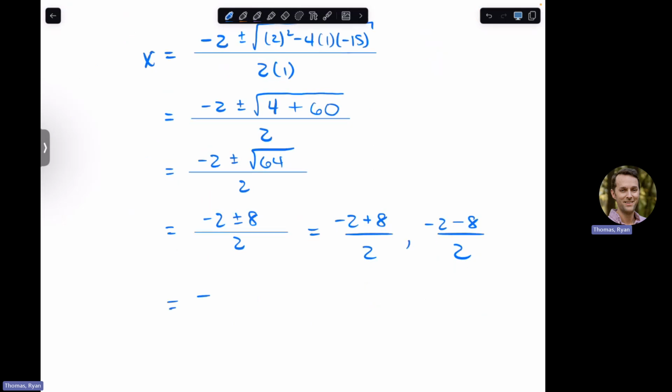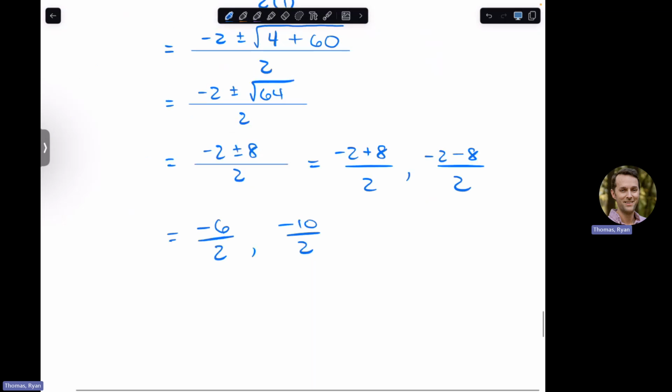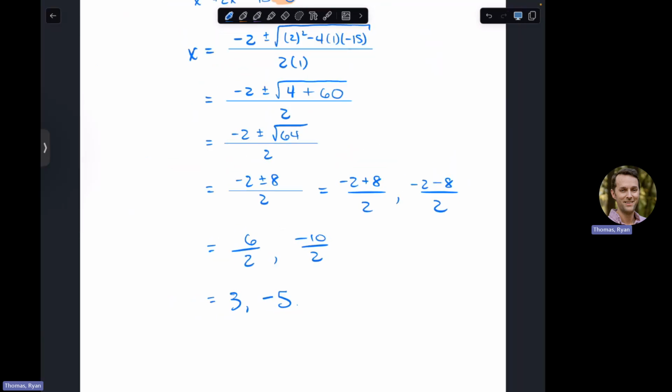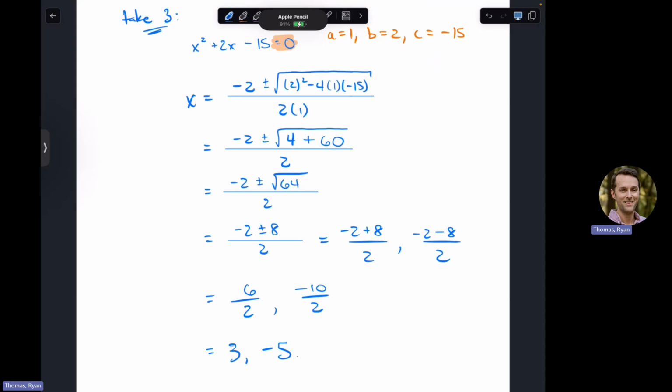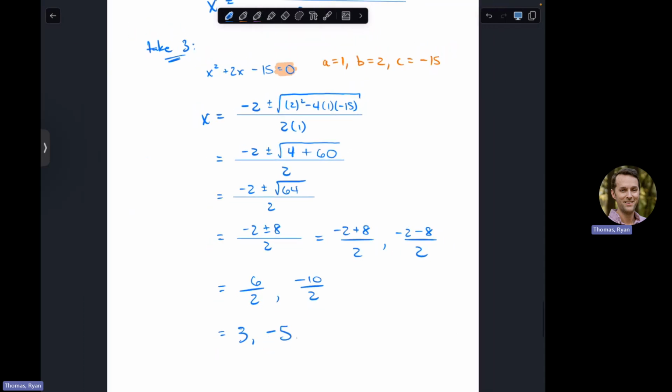Negative 2 plus 8 is negative 6. Negative 2 minus 8 is negative 10. And so we get, oh, wait, no, sorry. Negative 2 plus 8 is 6, not negative 6. So we get 3 and negative 5. Same answers we got before, right? That's good news. It means this works just as well as anything else did.